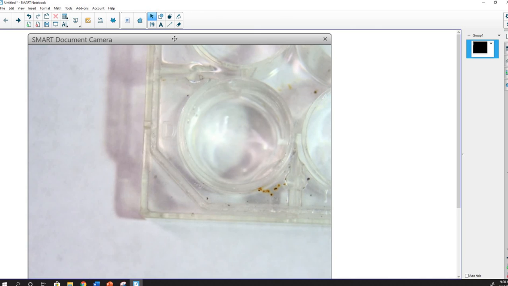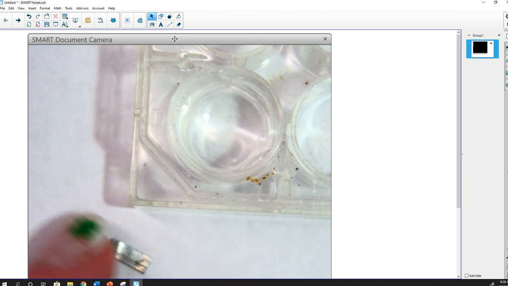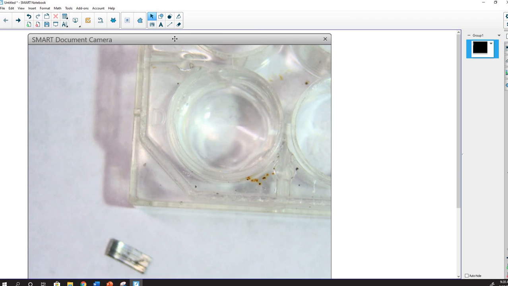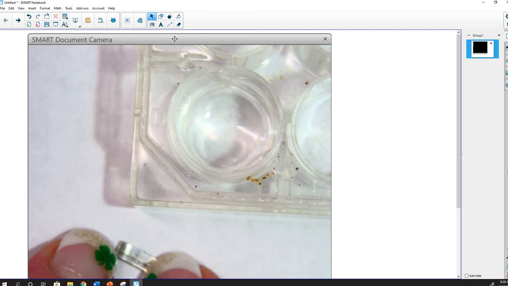Now, if I wanted to change the particle size of the magnesium ribbon, I could cut that into smaller particles. I could do one where it's whole, one where I cut it in half, and one where I cut it into as many pieces as I can get.